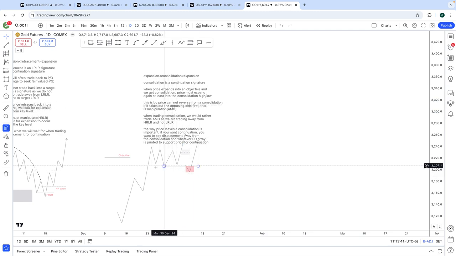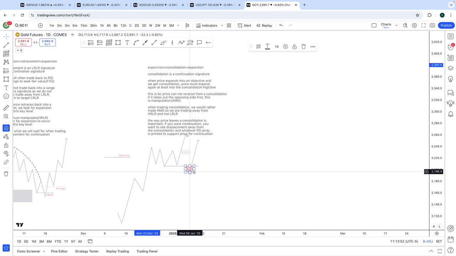This is AMD, right? So if price expands, consolidates, and takes out the low first, this is A and B. This is manipulation, right? And we will distribute away. This is the ideal way we want to trade a consolidation. We don't want to trade inside of here, because then we'd be trading away from failure swings. We don't want to do that, right?